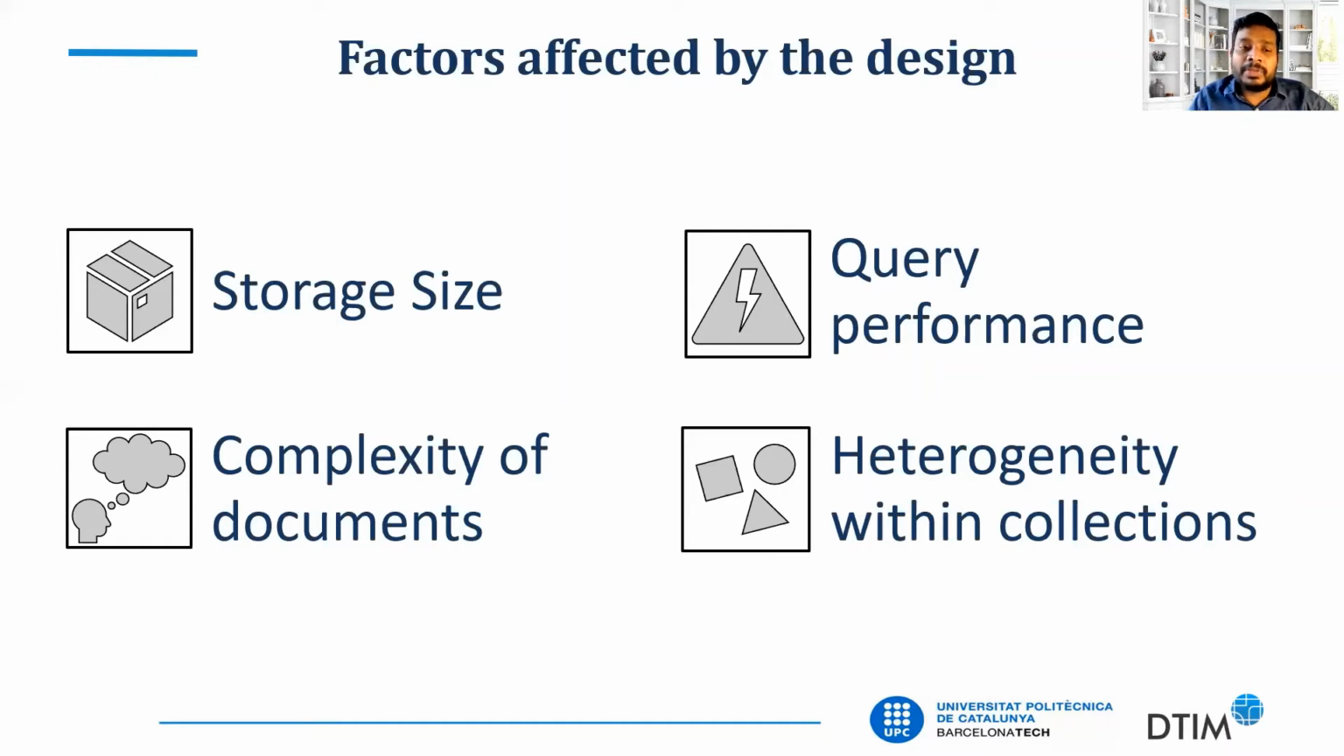Then the complexity of the documents is also important. You could have multiple nesting levels, which might not be ideal for a particular user. Finally, we have the heterogeneity within the collections, where heterogeneous documents can be within the same collection. For example, the authors and the books can be in the same collection, which is a perfectly valid design.